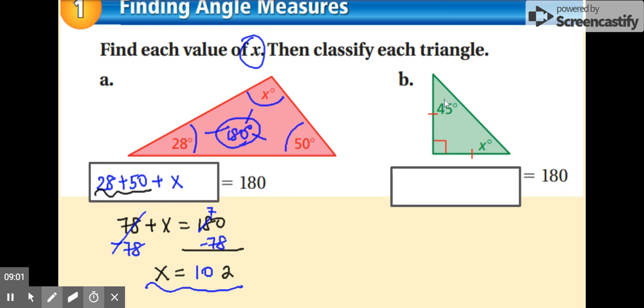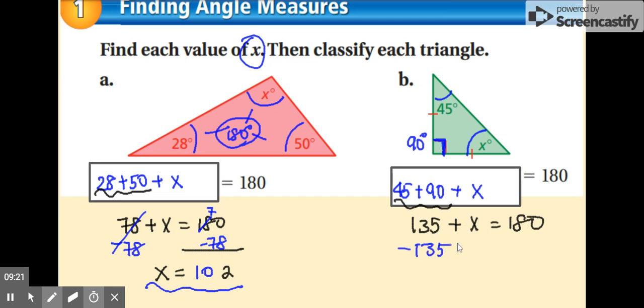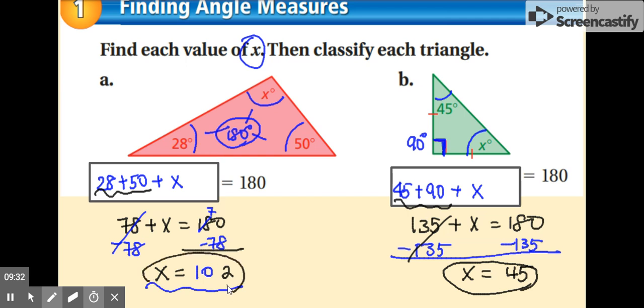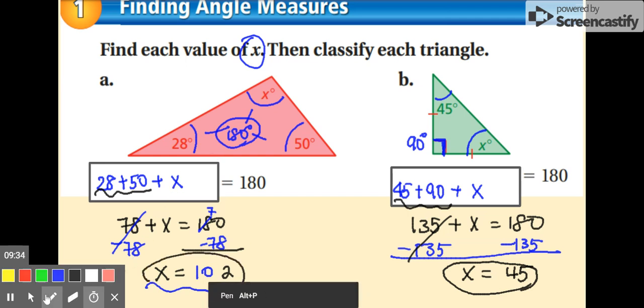And what about B? We have 45 and X, and what is the angle here? It's 90. So 45 and 90 and X, that's the same thing. Add these together, which is 135, and X is equal to 180 minus 135. We know how to isolate X. So X is equal to 45. So we get these 2 answers. If you know the definition, then you are good to go.